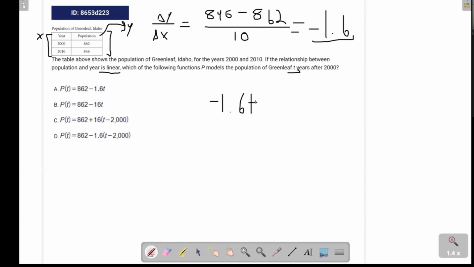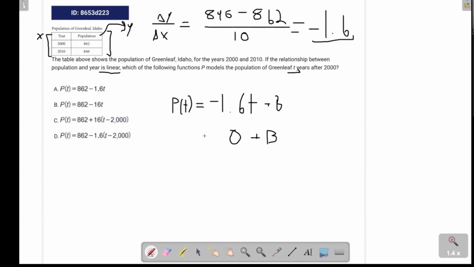And that's going to be equal to p of t, but we don't really know our y-intercept, but this is going to be really simple. What we're going to do here is plug in values from the chart. So at the year 2000, you're not plugging 2000 into t because this is t years after 2000, meaning 2000 is our initial value. So it's just going to be a time of 0. When you do that, you're going to see this is 0 plus b, which is our y-intercept.